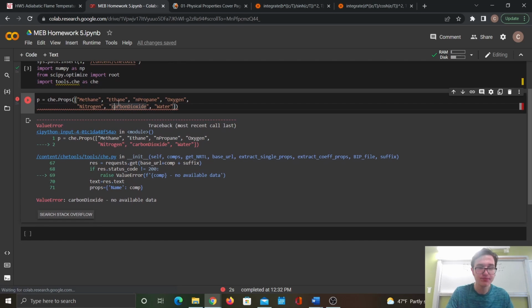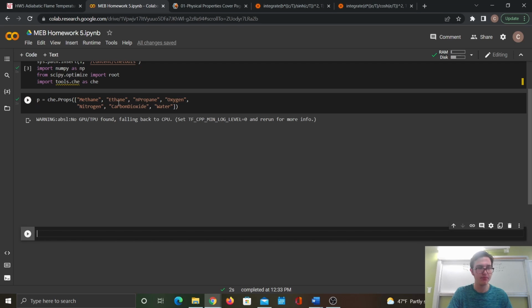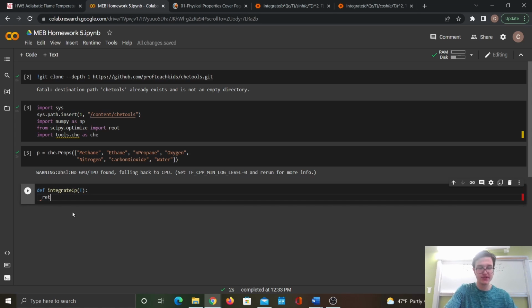Carbon, I forgot to capitalize it. There we go, much better. So now we're going to create a function in order to, as you can see in the equation, get the enthalpy at some temperature T. We need to integrate our heat capacity, so I'm going to call our function integrate_Cp.